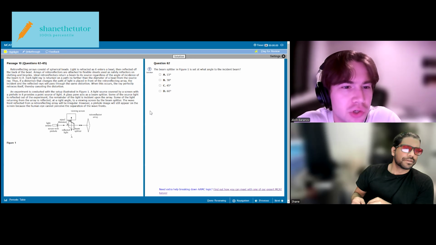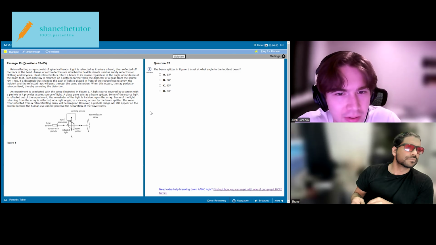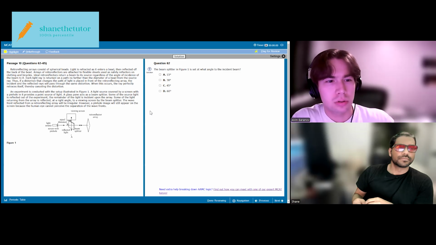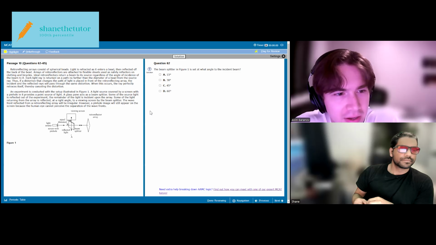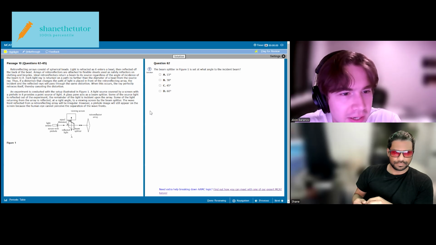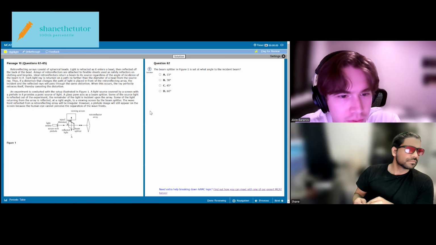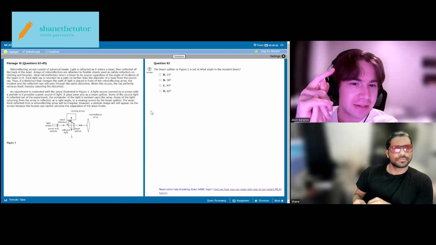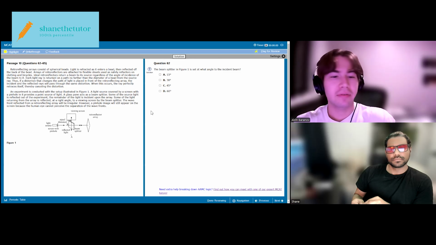Ideal retroreflectors return a beam to its source regardless of the angle of incidence of the beam to it. Each light ray is returned on a path no farther from the diameter of a bead from the source ray. Thus, if a distortion that changes the path of light is placed in front of the retroreflecting array, the incident and the reflected rays will pass through the same distortion. When this occurs, the ray perfectly retraces itself, thereby canceling the distortion. I don't really know what I'm reading, fully.